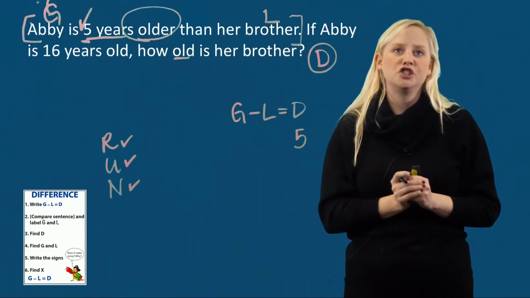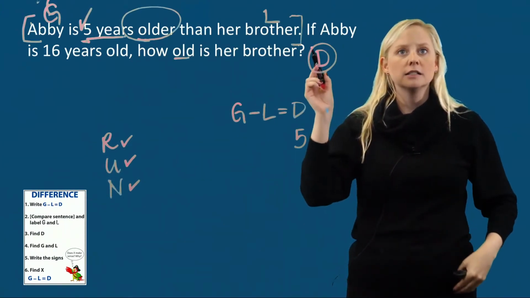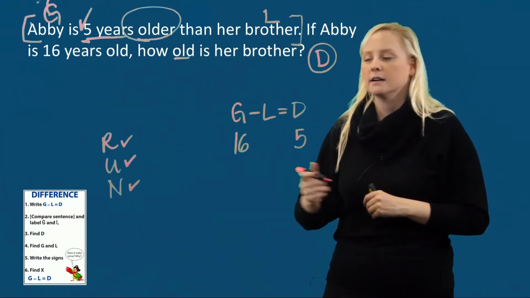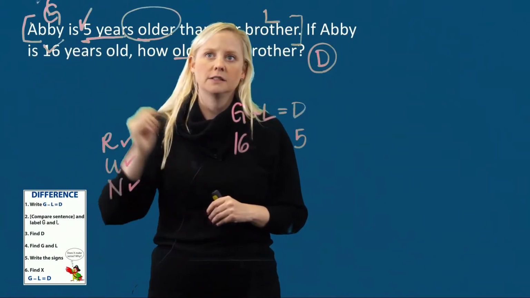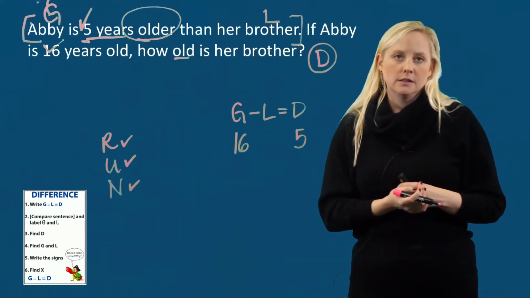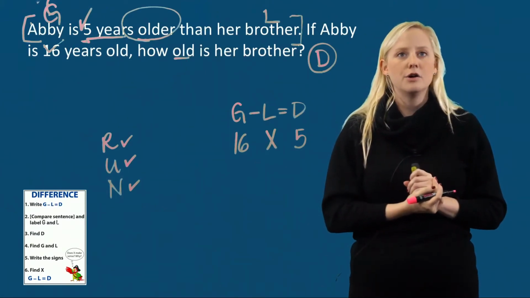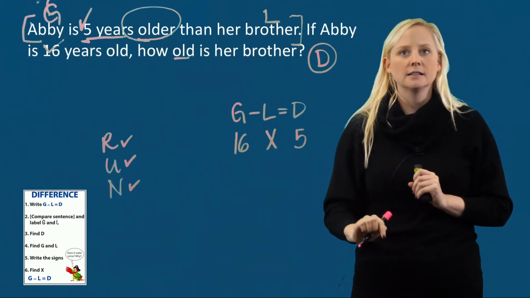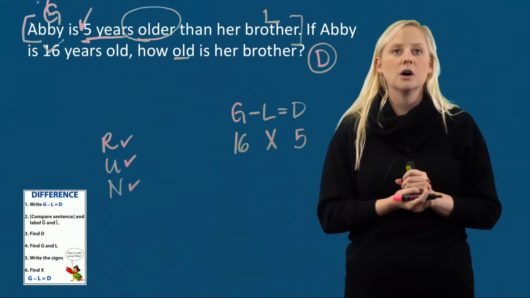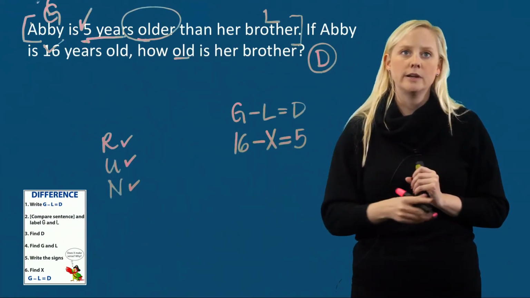Step 4 is to find the G and the L. We know that Abby is the amount that's greater. Here it says that Abby is 16 years old. So I'm going to put a 16 there, and I'm going to cross off the 16. It's asking me how old her brother is, so I don't know the amount that's less. So I'm going to put an X here. I don't know the amount that's less, so I put an X. Step 5 is to write the signs. In a difference problem, our signs are always minus and the same as, or minus and equals. So I'm going to add those to my equation.